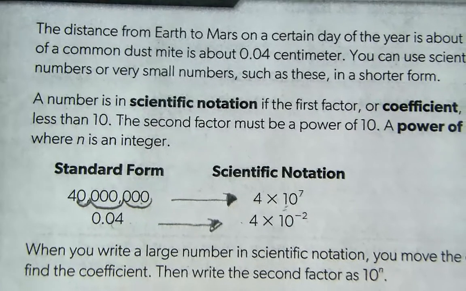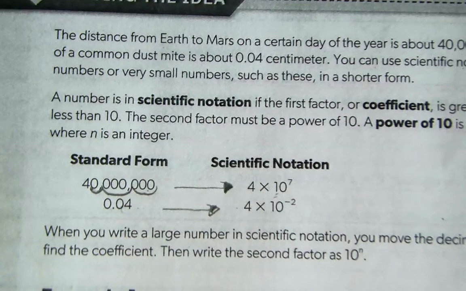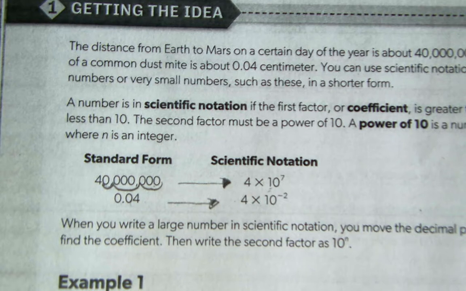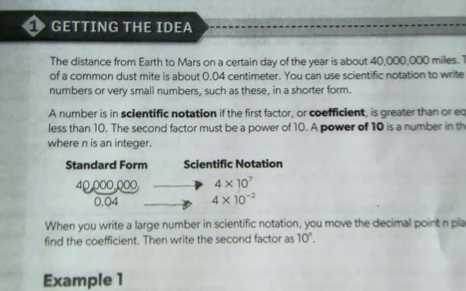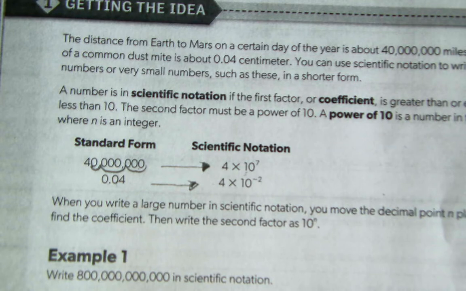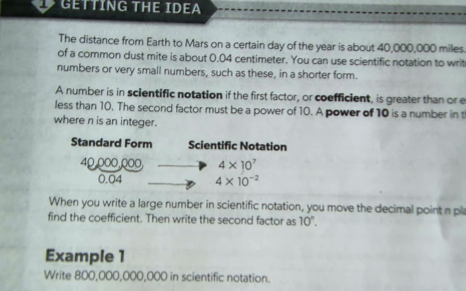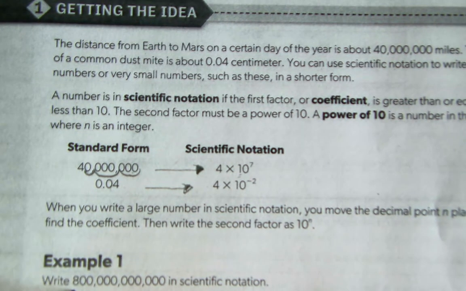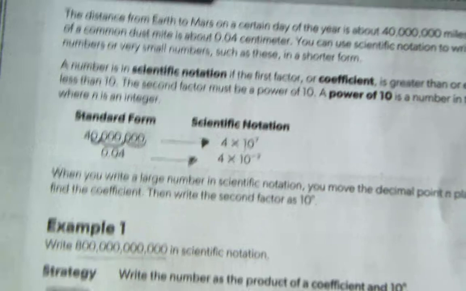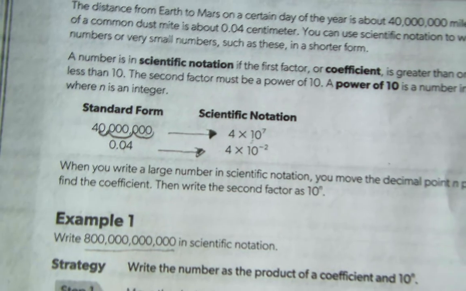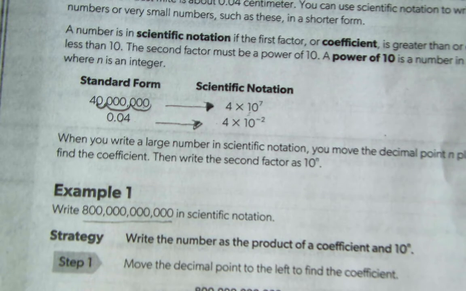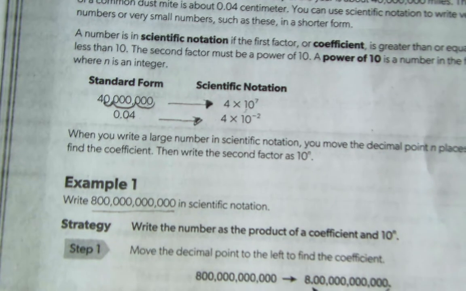When you write a large number in scientific notation, you are moving the decimal point that number of places to the left of the coefficient. Then you're going to write that factor as 10 to some power. Let's try an example. Write this number in scientific notation. Our strategy here is we're going to write this number as a product of a coefficient and 10 to the power of n. So we want to start by moving the decimal point to the left to find the coefficient.